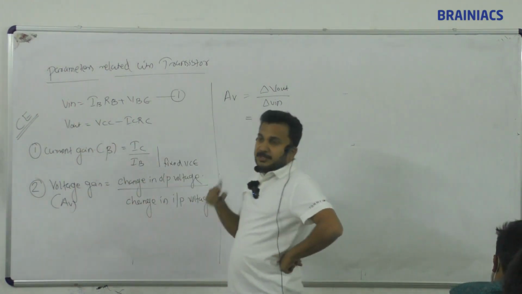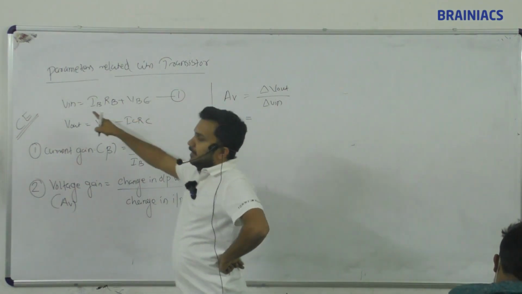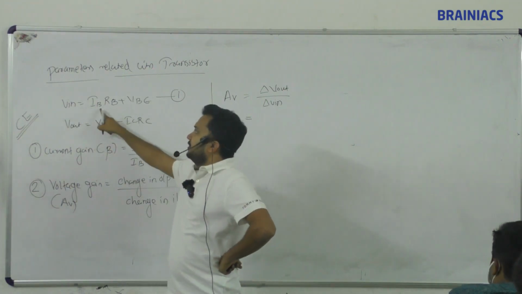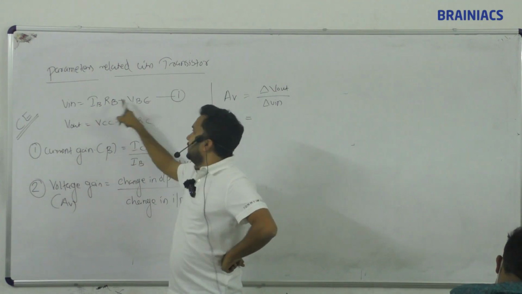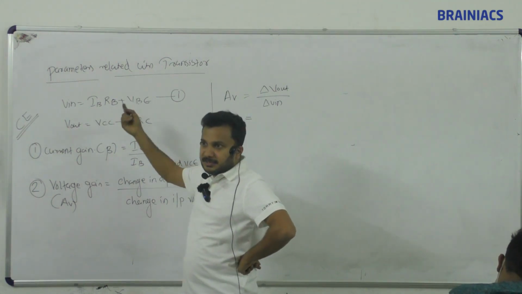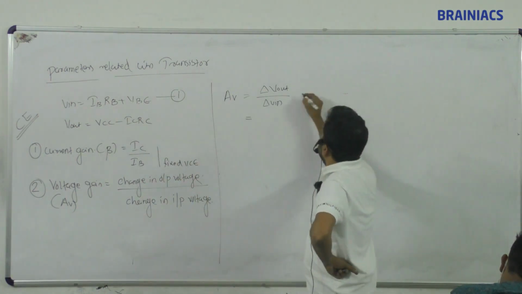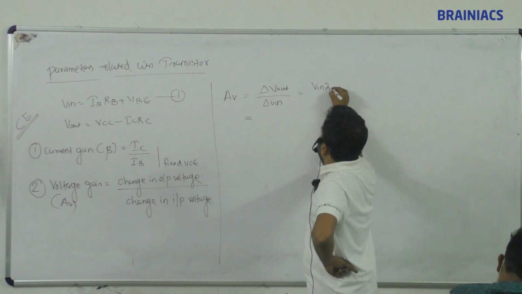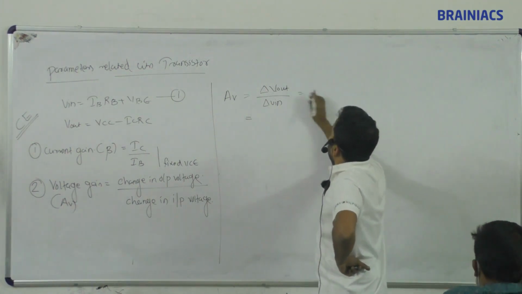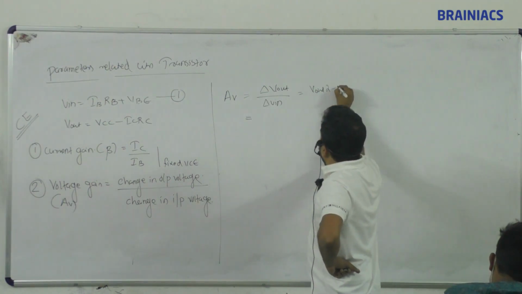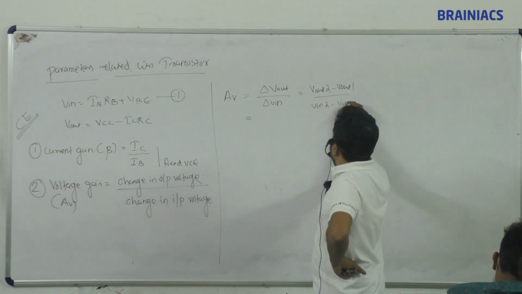Delta V in means what? V in 2 minus V in 1, correct? If I am writing V in 2, what all things will change? RB is fixed. Input is changing, so what will change? IB will change. But any change to VBE? If you take the difference of these two, VBE cancels. So I can write V out 2 minus V out 1 in the numerator, divided by V in 2 minus V in 1.